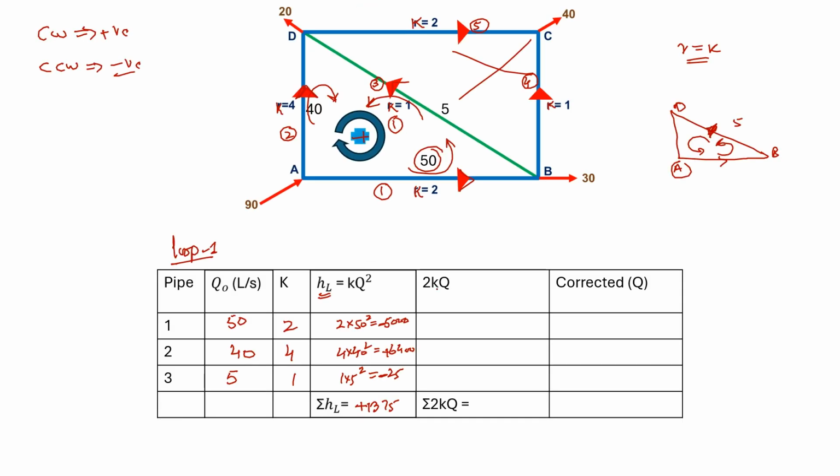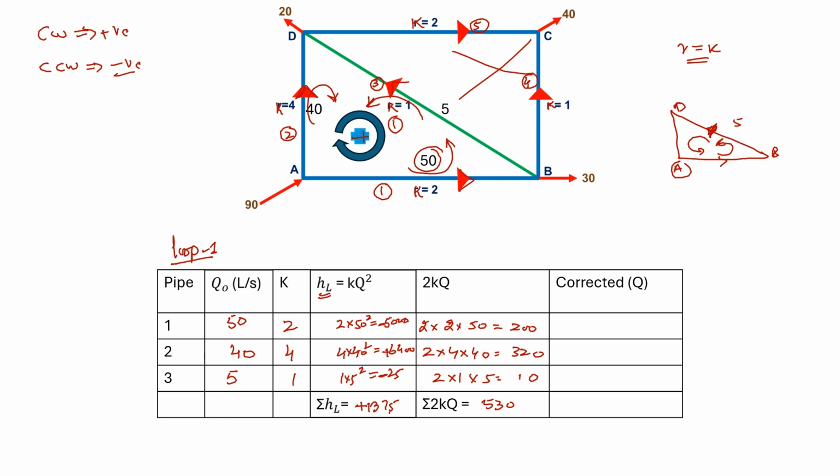So for correction, we need 2kq. 2 times k for the first pipe is 2, and what is q here? This is 50, so it will be 200. 2 times 4 times 40 is 320. And 2 times 1 times 5 is 10. We will simply add these values. This will be 530.